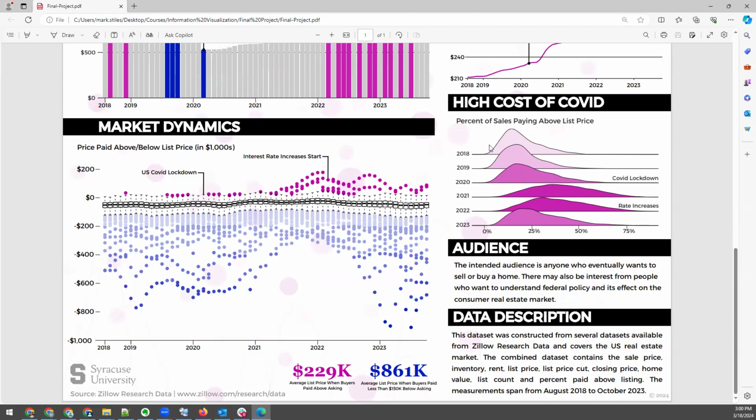And here is the high cost of COVID. If you can see this here, this is the percent of sales that were paying above list price. Around 2018, maybe 15 to 20% of people were paying above list price. And then you start to see it shift, it starts to grow. Around when the COVID lockdown happens, this is almost 70%. After that, it hits almost 80, 85%. And then the rate increases start, and you start to see it drift back. So there really is a lot of market effect there.